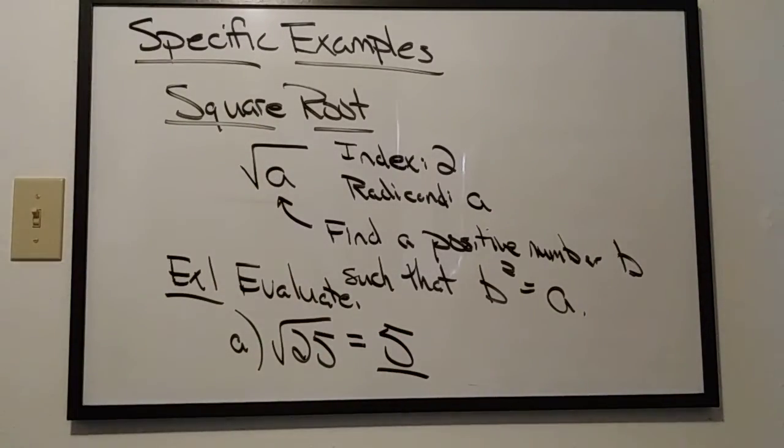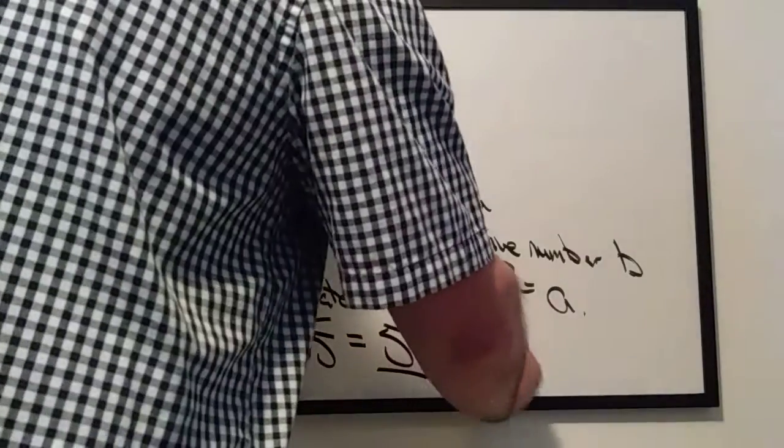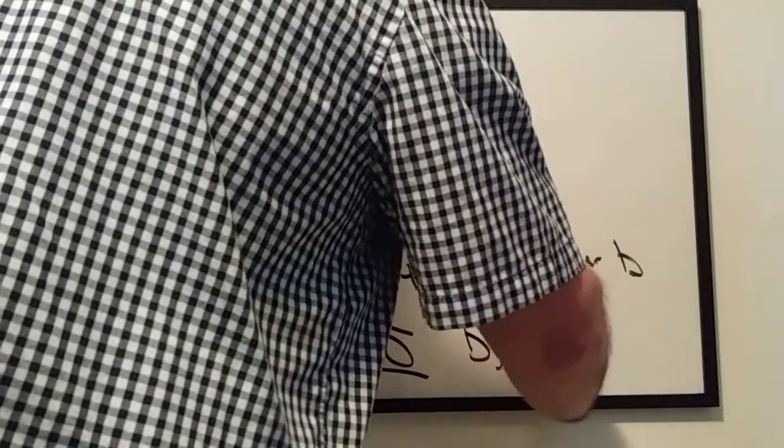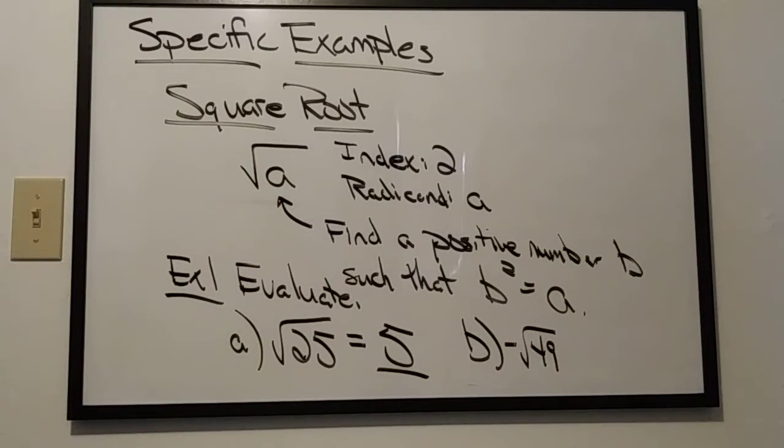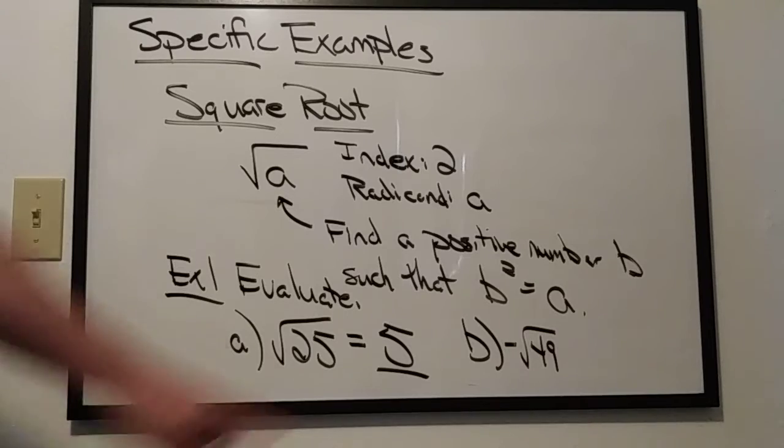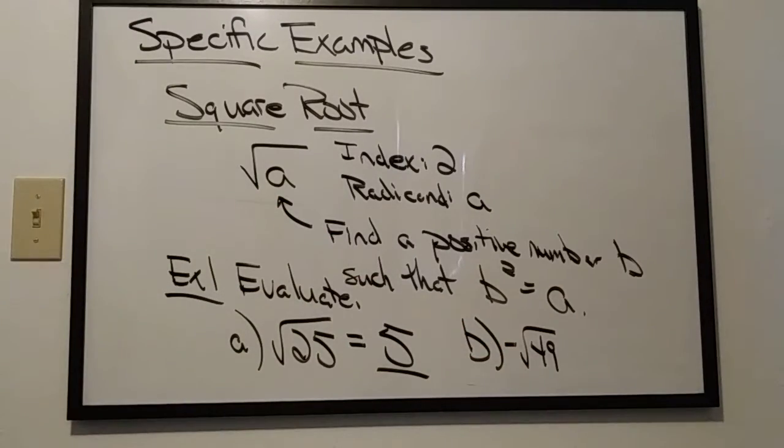Well, if I change this up a little bit and say that we have the square root and we have a negative in front of it, the question then becomes, how does this change things? Well, the square root of 49 is going to be asking us to find some number b that we can square and get 49 back. And then the negative out in front is saying that we're then going to change the sign of that number.